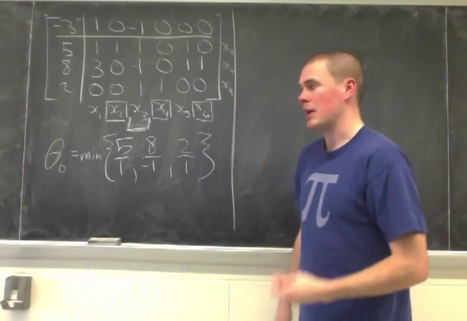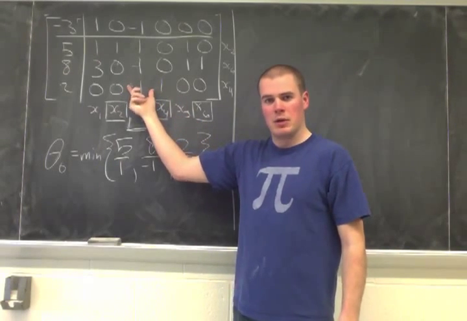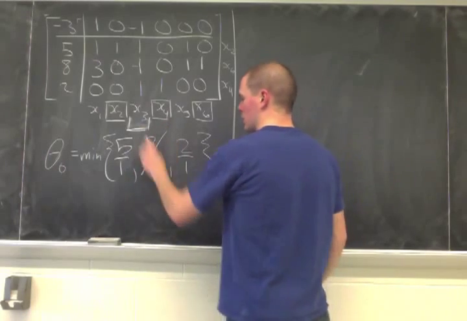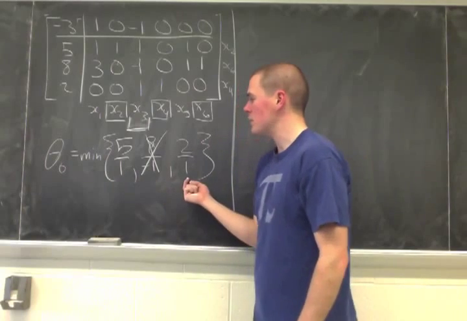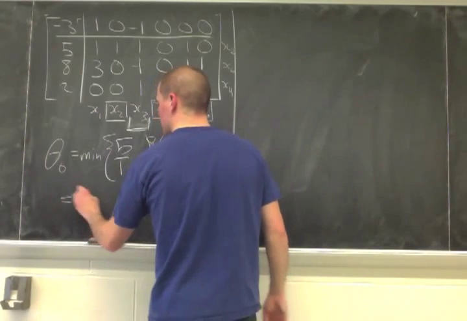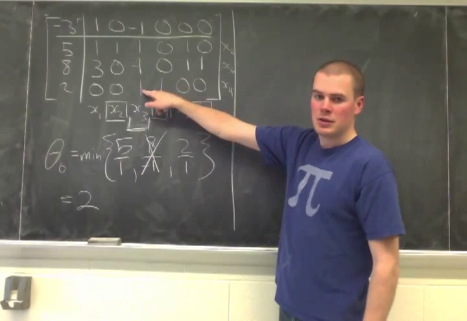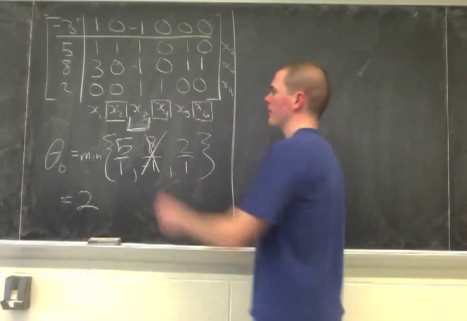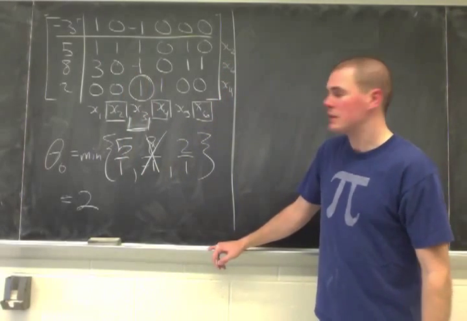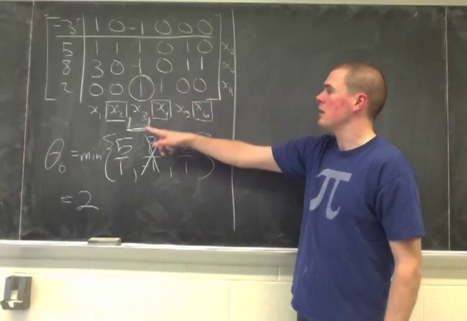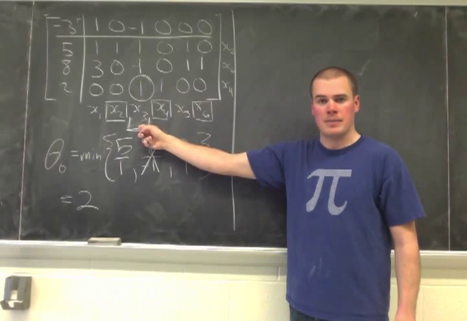However, we also said that we needed these entries to have strictly positive value when we compared them. So this entry does not count. So I want to take the minimum of 5 and 2, so it is equal to 2. And moreover, this is the position where that ratio occurred with minimum. So this is the place we want to pivot. We want to pivot at this place, which means I want to replace x4 with x3 in the basis.